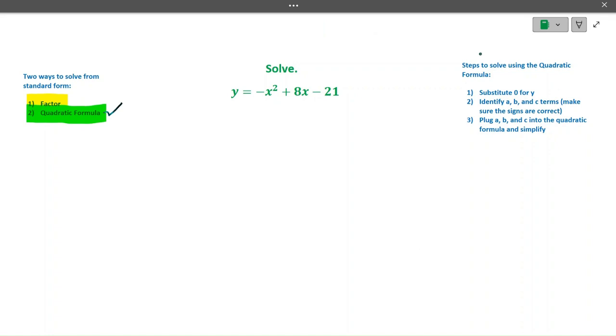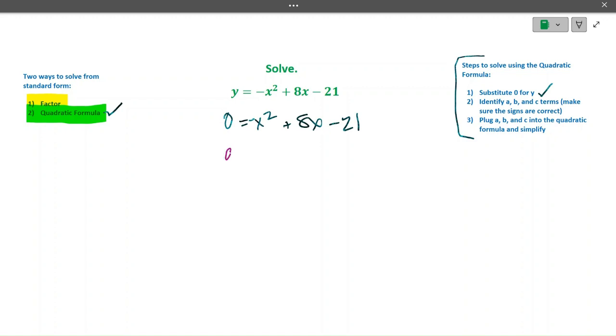I've listed the steps over here for us. So our first step is we are going to substitute 0 in for y. So anytime we're solving a quadratic equation and our instructions are just to solve, this is our first step. So I'm going to check off that we did that. Now, we are going to identify our a, b, and c terms.